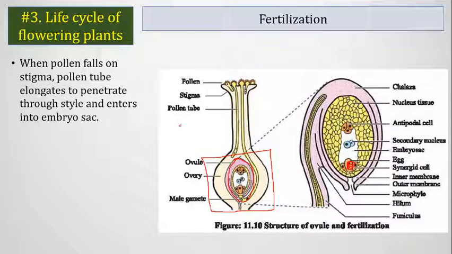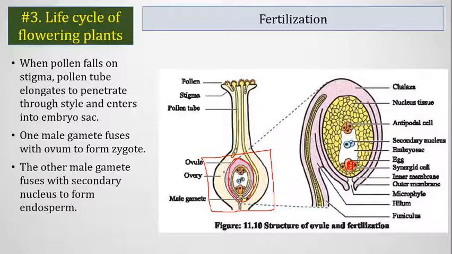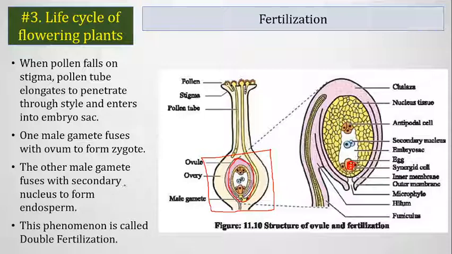Let's revise this concept. When pollen falls on the stigma, the pollen tube elongates to penetrate through the style and enters into the embryo sac, and one male gamete fuses with the ovum that produces the zygote, and the other male gamete fuses with the secondary nucleus to form endosperm, which is triploid or 3N, and this phenomenon is called double fertilization.